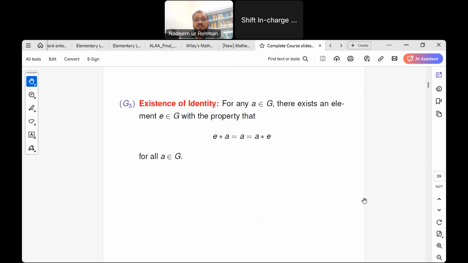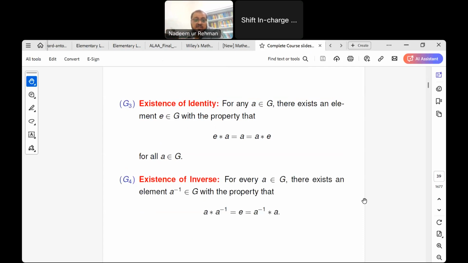Similarly, the existence of identity: there exists an element E in the set with the property that the composition of E with A gives A, and left and right operation give the same result. So we can say that we find an identity element.